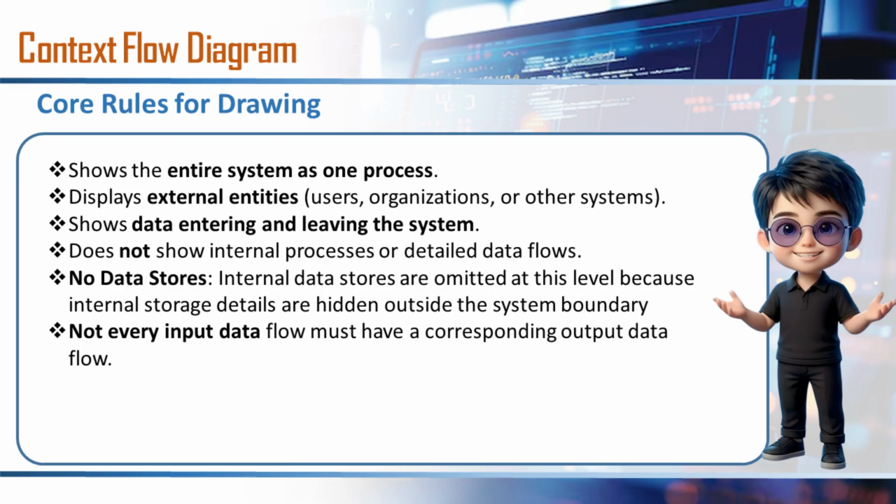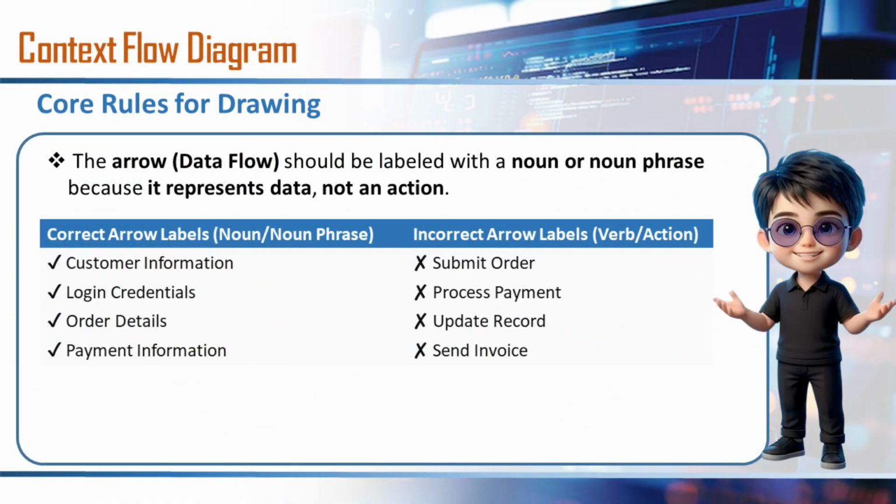Not every input data flow must have a corresponding output data flow. An input may be used internally without producing a direct output to an external entity. Another important rule is that the data flow arrow should be labeled with a noun or noun phrase because it represents data, not an action. Therefore, labels such as customer information, login credentials, order details, and payment information are correct because they identify the data being transferred. In contrast, labels such as submit order, process payment, update record, and send invoice are incorrect because they describe actions or processes rather than data.